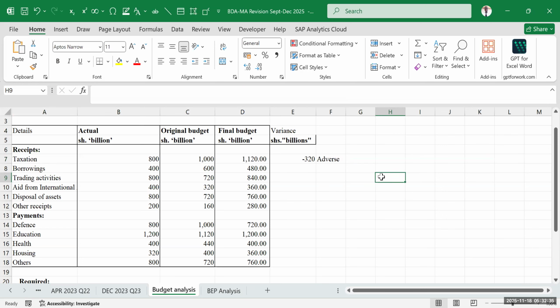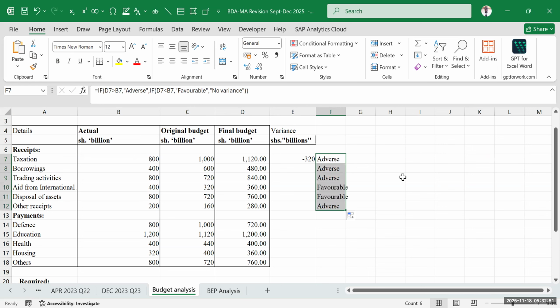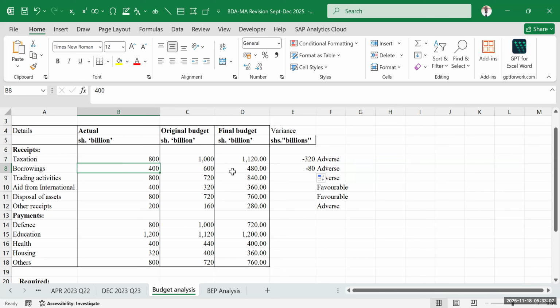And we can also do our manual argument, and we realized we expected 1120, and the only amount we've gotten is 800. It is still adverse. This is my argument, even if I autofill it for the whole receipt section, because the receipts and payments are handled separately. If I drag it one bit, you also realize the argument is still the same. We expected 480, but we've only received 400. So we have received 80 billion less. That is not a favorable outcome.